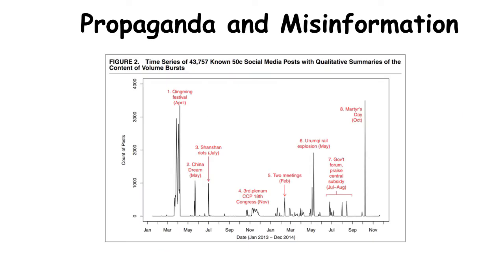The figure shown displays the quantitative amount of posts made from 50-cent accounts between the dates of January 2013 and December 2014. It can be seen that activity spikes largely during significant dates and events, such as protests or during Chinese New Year.